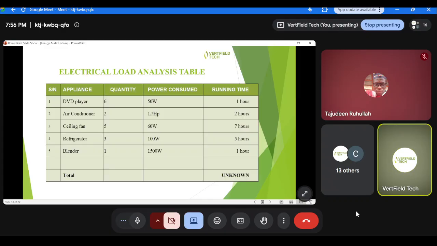That means we'll get the energy consumed by the DVD player, get the energy consumed by the air conditioner, get the energy consumed by the ceiling fan, get the energy consumed by the refrigerator, get the energy consumed by the blender, and then we add everything up to give us the total energy consumption. That is what we are expected to do.